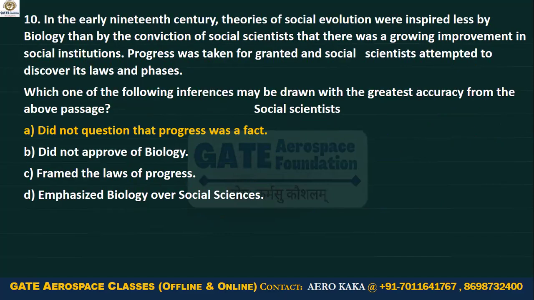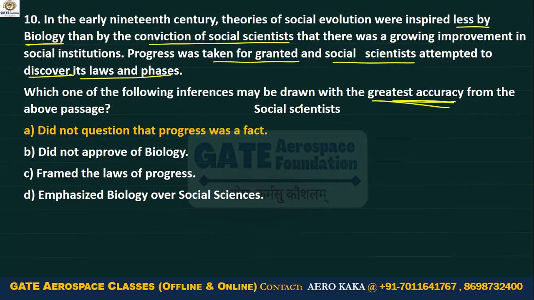Let's see the last question. Now this is a comprehensive type of question where a paragraph has been given and you have to find out the answer. In early 19th century, theories of social revolution were inspired less by biology than by the conviction of social scientists that there was a growing improvement in social institutions. Progress was taken for granted, and social scientists attempted to discover its laws and phases. Now, which of the following inferences may be drawn with greatest accuracy from the above passage?